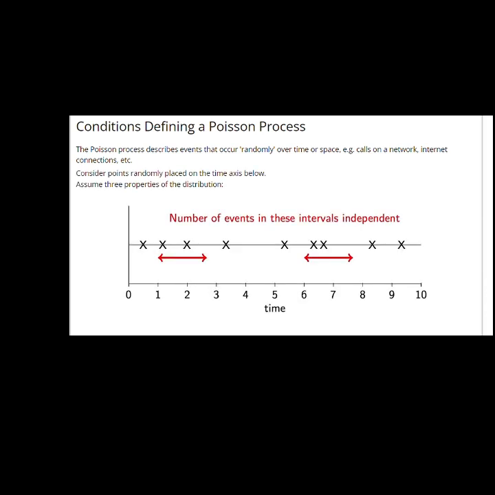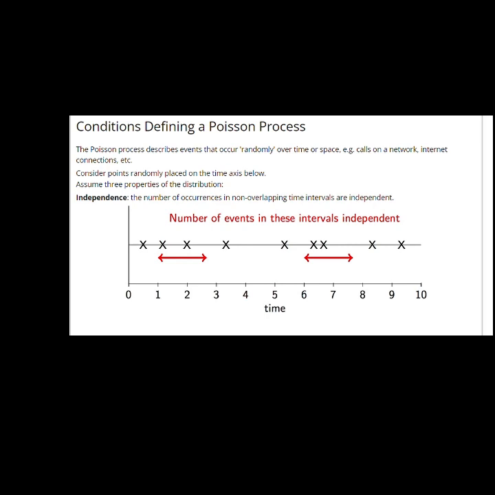Points in space or time. So for example, down below we have a picture of some points at the point X occurring along a time axis between 0 and 10. And there are three properties required for the Poisson process to be used. The first is the independence property.